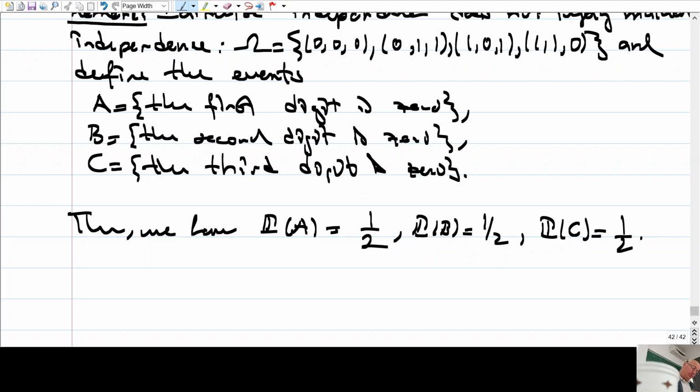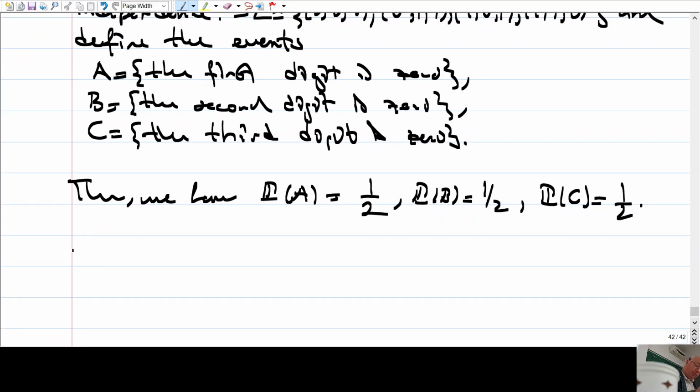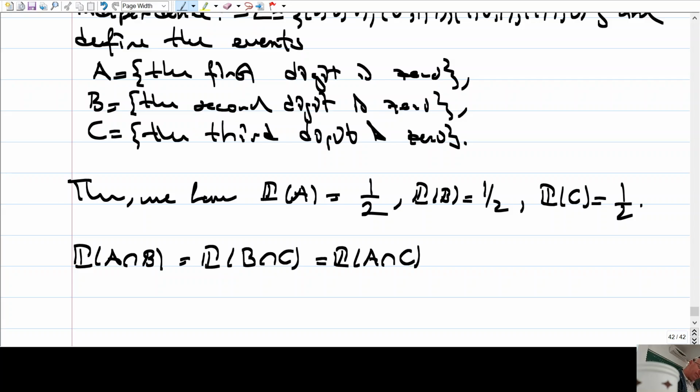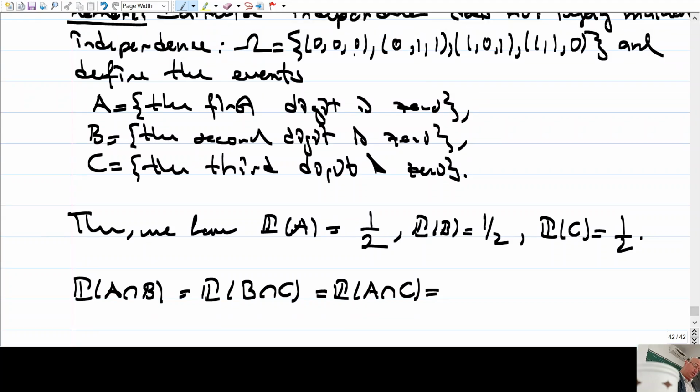Okay. What about P(A intersection B)? Well, again, these are all the same. This is the probability that the first and the second digits are 0. So it is only 1. And this is second and third digits are 0. It is only again this one. Yes, so these are all 1 over 4.